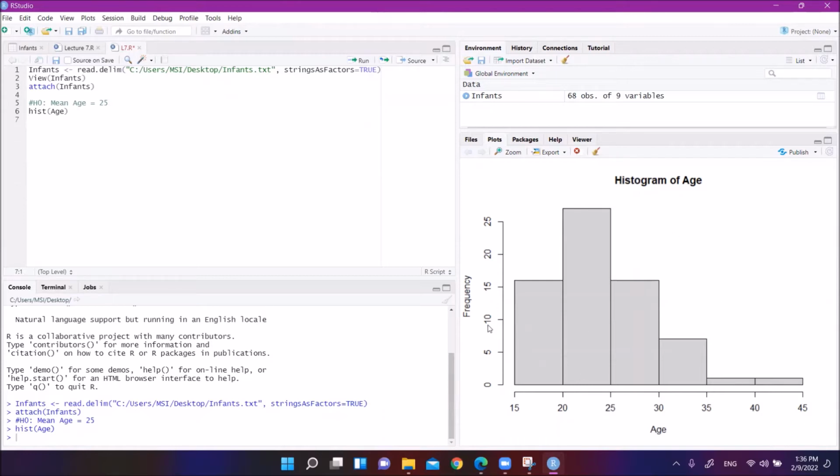But just by looking at a histogram, you really cannot say things exactly. This is drawn for the sample. So by looking at this, you cannot say this is normal. You have to go for a hypothesis test.